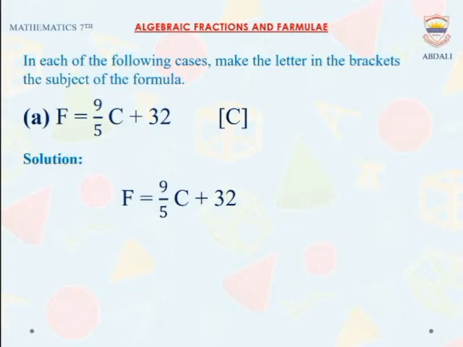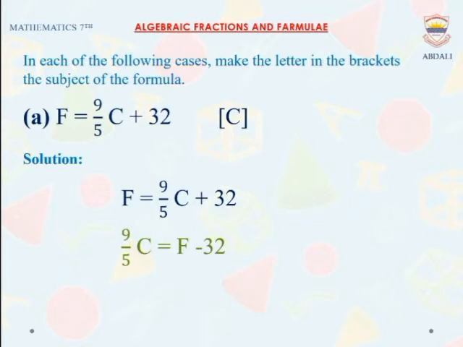So with the value of c, 32 is being added, so we will move it to the other side of the equation, and when 32 is moved to the other side of the equation, it will be subtracted. Okay, so 9 by 5c will remain on one side of the equation, and f minus 32 will be on the other side of the equation. Okay, so now we have to find c. So with c, 9 by 5 is being multiplied.